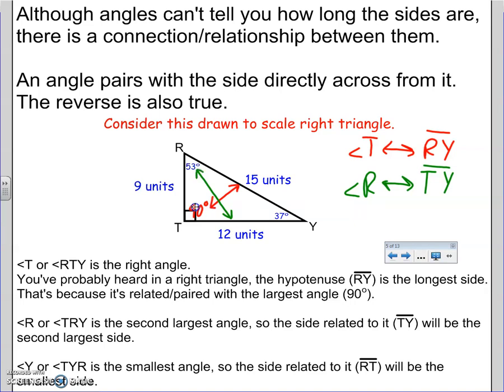All right, and lastly, angle Y, or TYR, is the smallest angle, so it's related to the smallest side, which is RT.